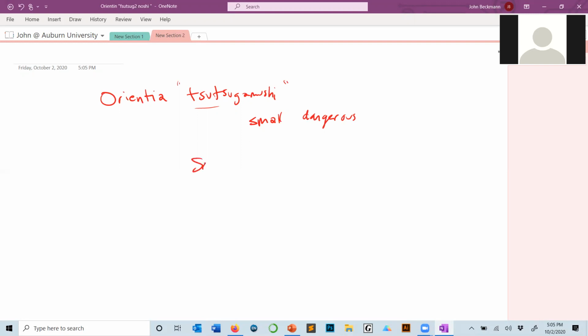And it's called scrub typhus because you get it in the scrub. That was the common name. You get it in the scrub. What is the scrub? It's the same thing as the bush, like in the woods, in the jungle. Okay.